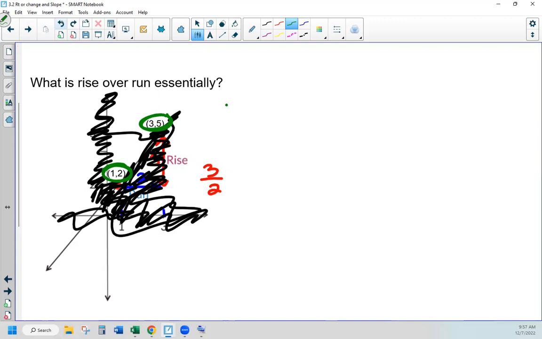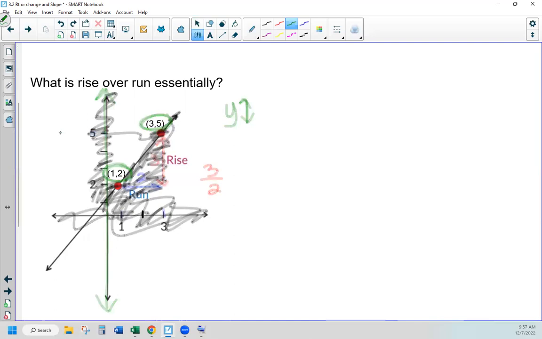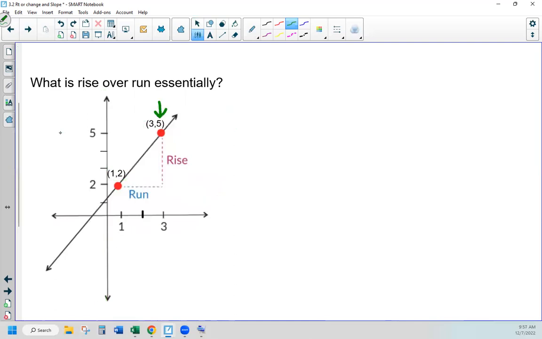Up and down movement is your y movement, right? Your y numbers. Your y-axis is your up and down movement. So if you look at your y values for these points, let me go ahead and erase this. If you look at your y values for these points, which is this one right here and this one right here, how do you get 3 out of that?